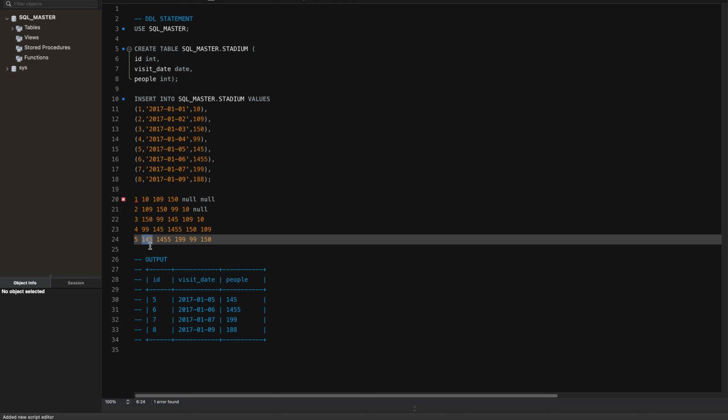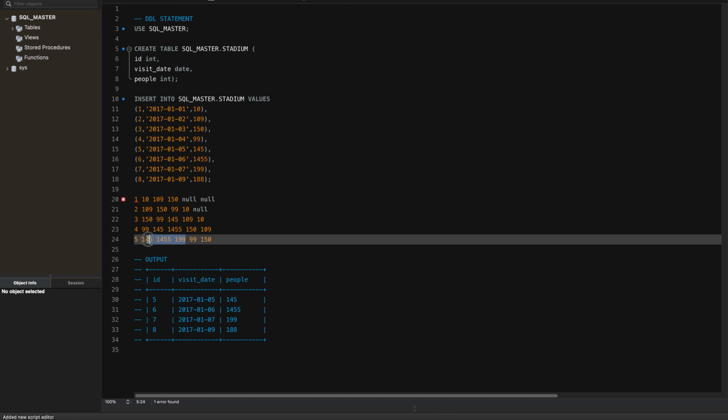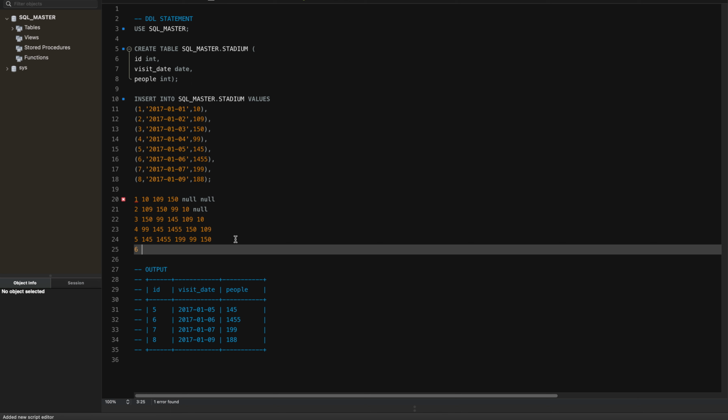So for the current day, the number of people is 145, which is more than 100; the next day it's more than 100, and the next to next day it's more than 100. So we can take these three as consecutive IDs where the number of people is more than 100, so we can include 5 in our output, right? Let me put 6 as well for better understanding.